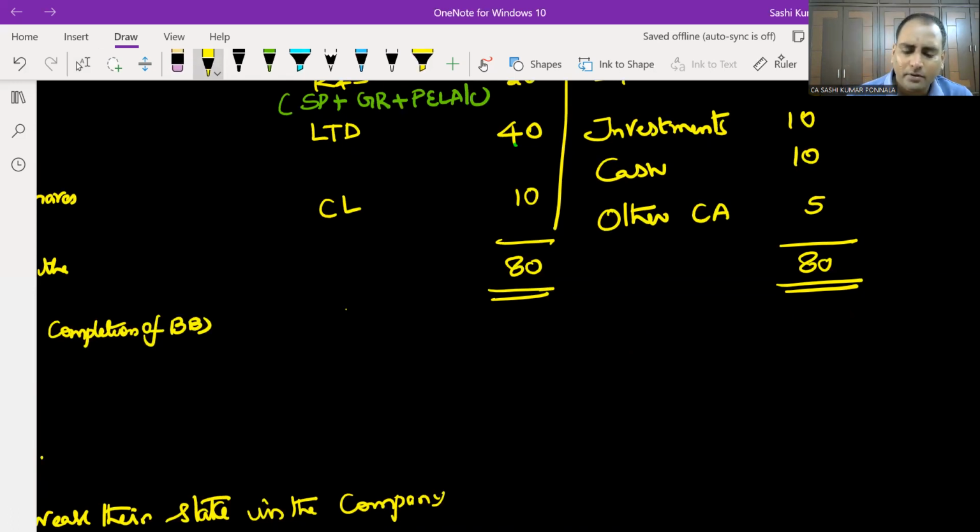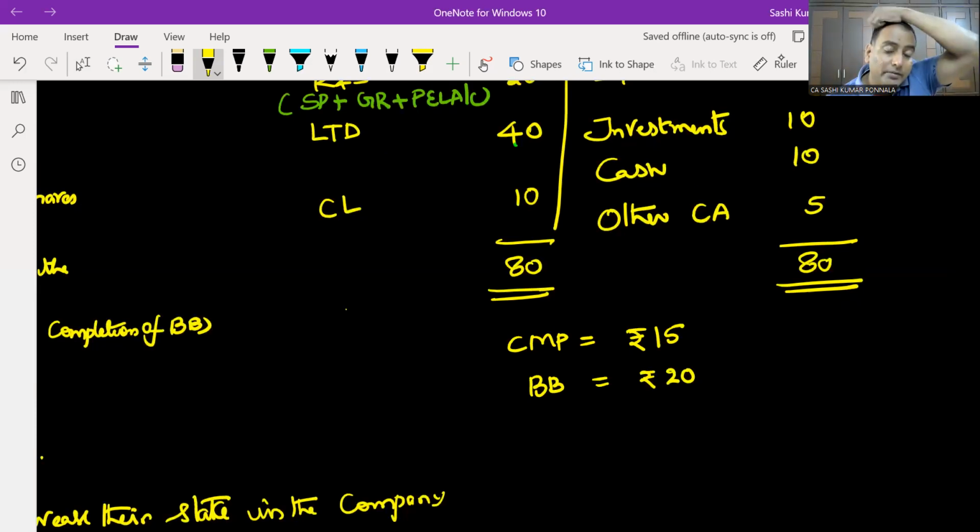Let us assume the current market price of the share is rupees 50. The company wants to buy back the share at rupees 55 each. Means the company wants to pay a premium of 5 rupees over the current market price. Let us start our discussion.